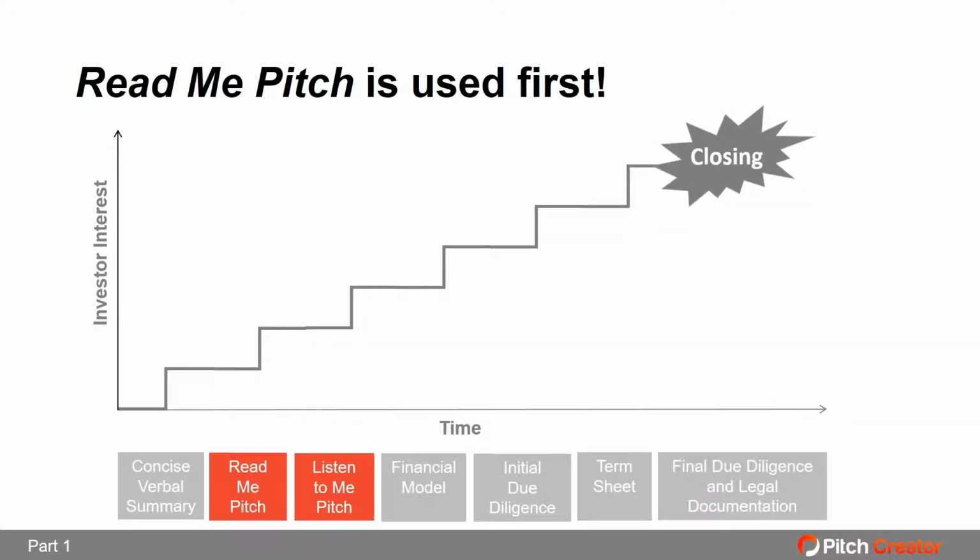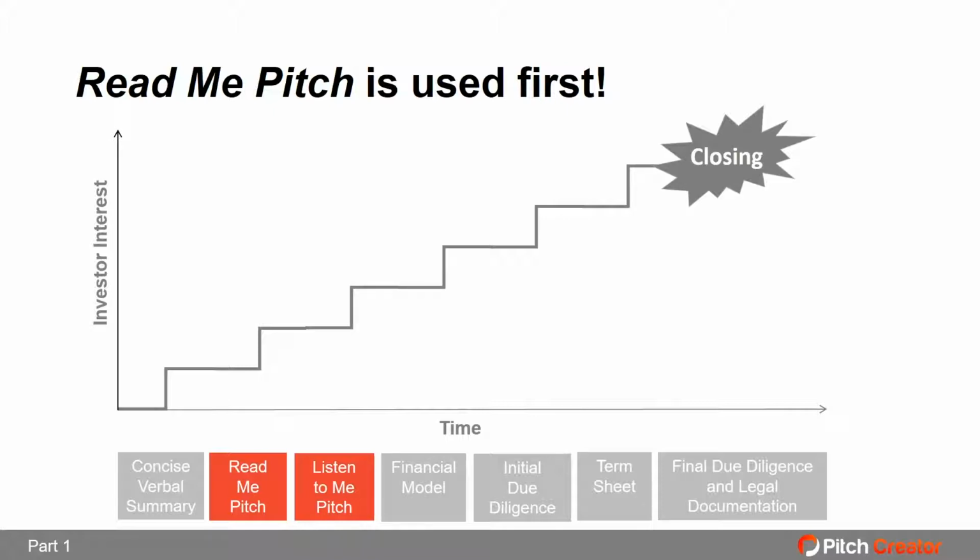This slide shows the different phases of fundraising and all the documents you could potentially need across the bottom on the x-axis. The different deliverables that you need and the order that you need them. On the left, the y-axis is investor interest. And if you're fundraising, your goal is to increase investor interest over time till you get to closing, which is when you get funded. You'll see that the README pitch or the investment summary comes before the listen to me pitch, which is the slide deck.